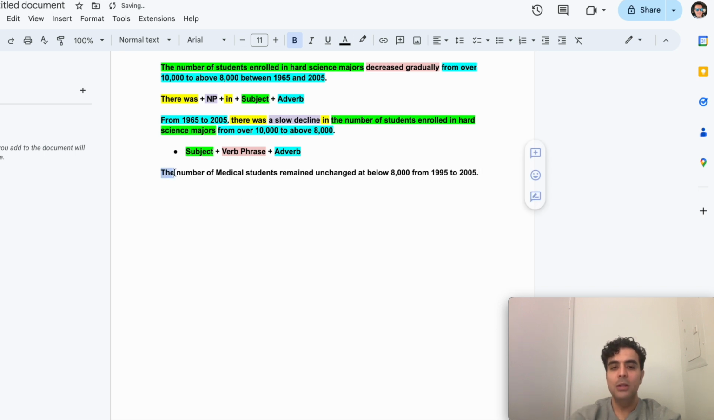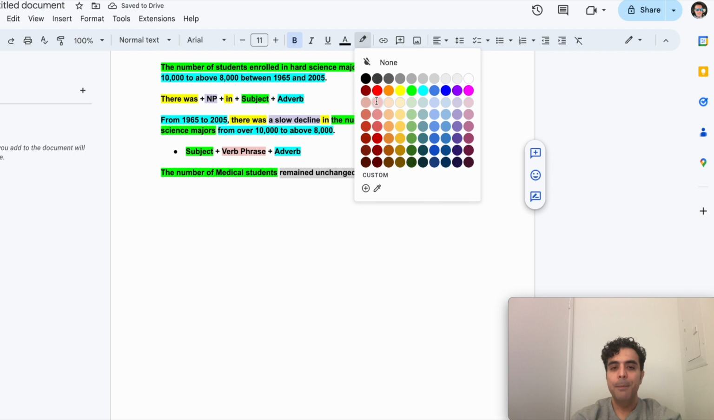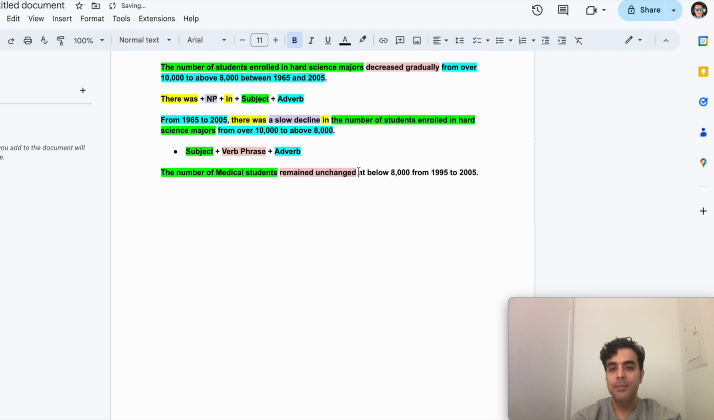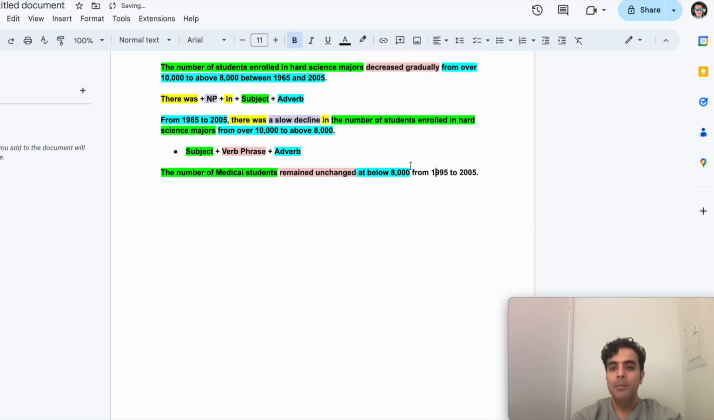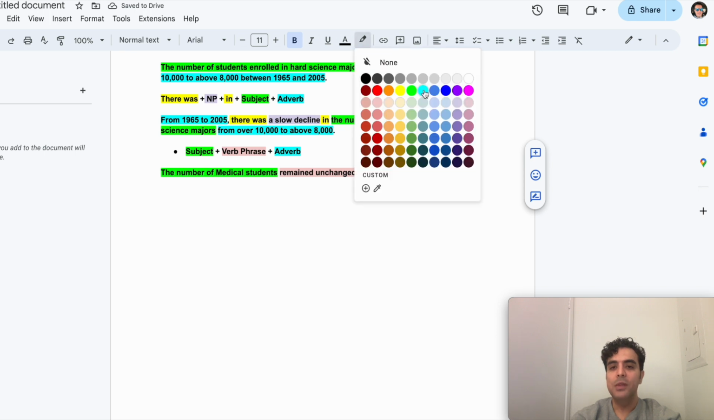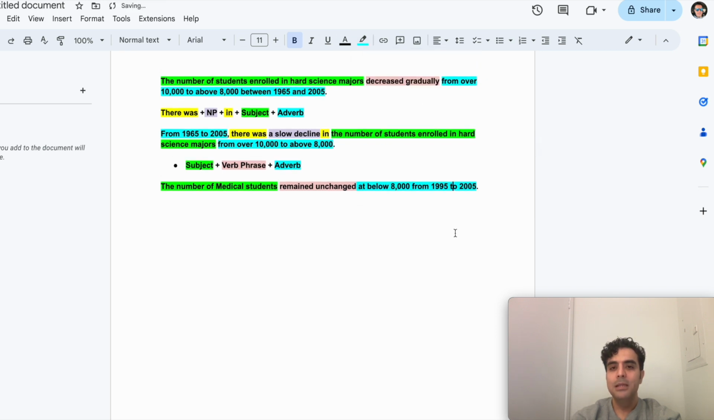So if we color code this, the number of medical students is the subject. Remained unchanged is the verb phrase, really. At below 8,000 is the first part of our adverb, reflecting the quantity, and then from 1995 to 2005 is the second part of our adverb corresponding to the time period, right?